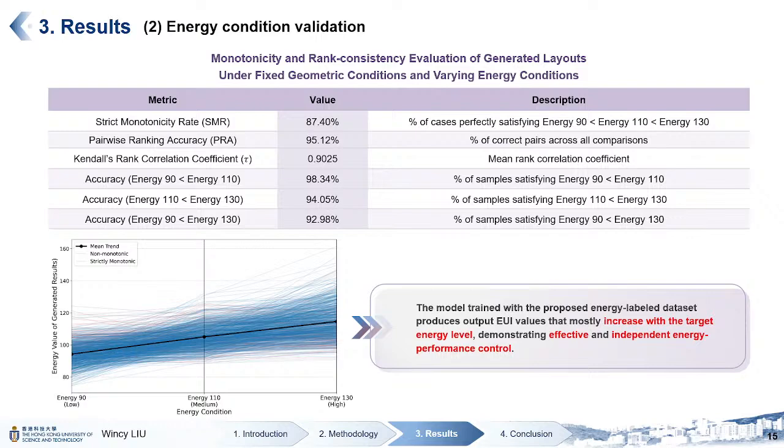And here is this part of the results, to validate our energy control and how it controls the performance. Here we can see we use some metrics to check whether the results respond to our input. In this figure we can see directly that when we increase the energy performance in our input, our results also increase the energy performance of the generated results. So this means our model can really control the energy performance of the generated layout.